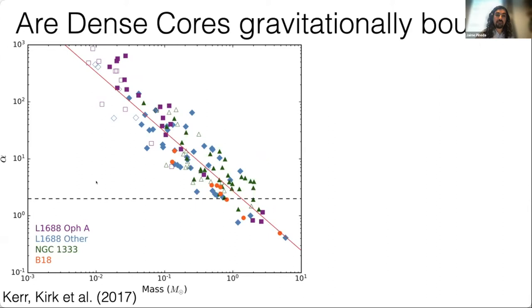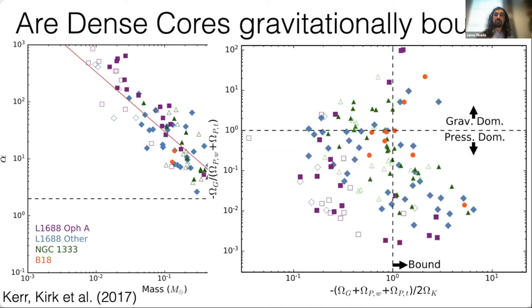If we do the same analysis, comparing gravity and pressure to see what is doing the main job of keeping things bound, now pressure keeps most of the objects bound. So in this case, pressure dominates in the bottom section of this horizontal line. And if you look at the vertical line, if you're on the right-hand side, you are bound, so half the objects are bound and the other half are not. So it suggests that we're finding objects that are either transient, or they need to change their mass in order to really be an important part of the star formation process.